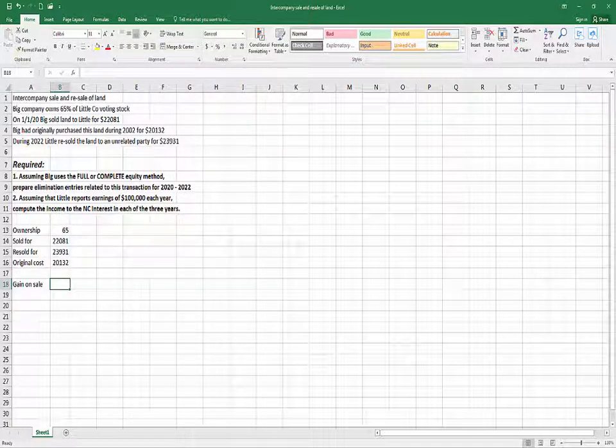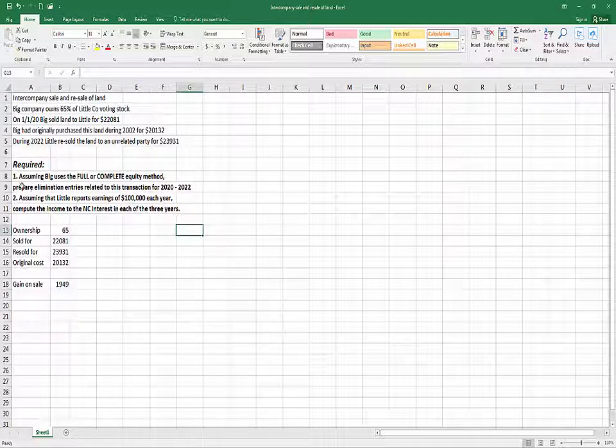Okay, first thing we need to do is find out the gain or loss on sale. When this was sold from Big to Little, they sold it for $22,081. It had originally cost them $20,132. So there's a gain of $1,949. So let's go ahead and do our elimination entries for those 3 years.